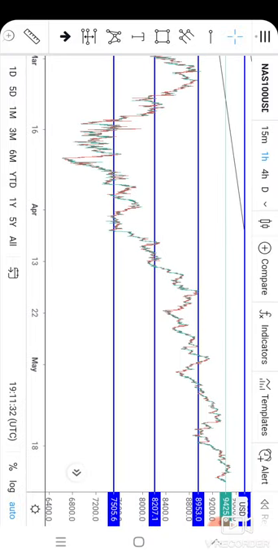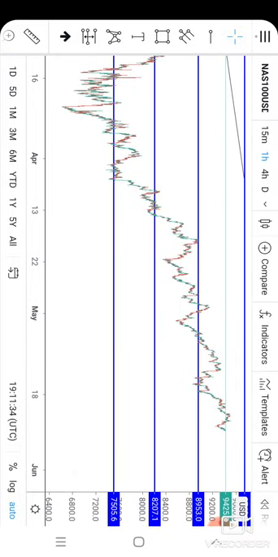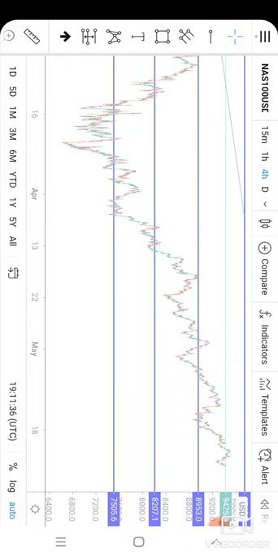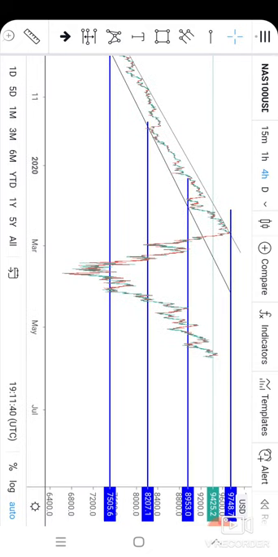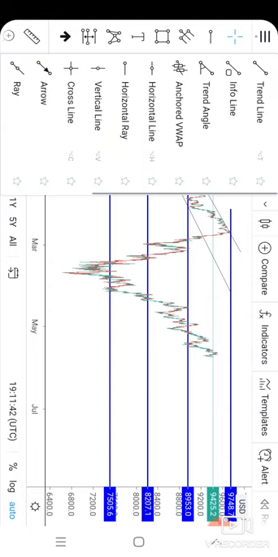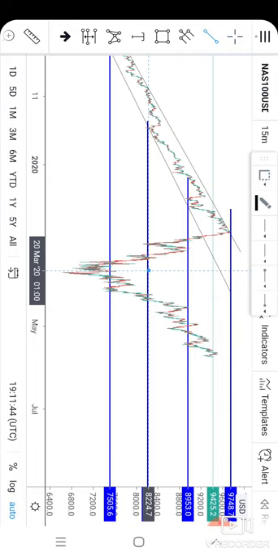So don't forget my instructions, guys. You zoom out everything. So I went back to H4. Then this is H4. So, like I said, guys, I don't do what? I don't sell Nasdaq. I only look for what?